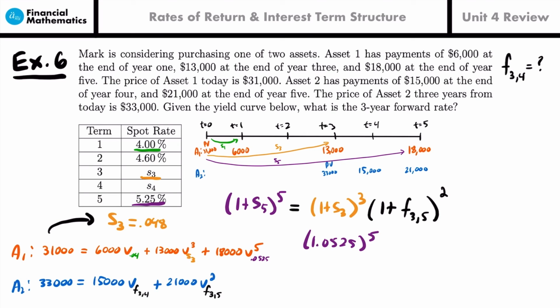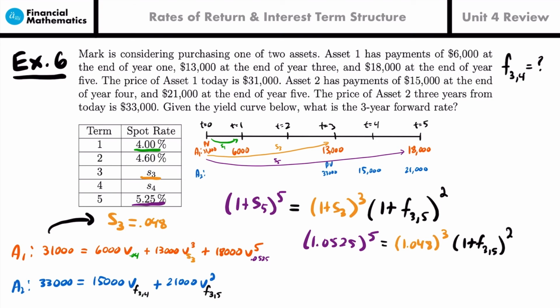Okay, so plugging in what we know, we'll have 1.0525 to the 5th power is equal to 1.048 cubed. And by the way, there are some more decimals after 0.048 for that spot rate. Try to include some of those if you can when you do this calculation. That will get you the most accurate answer for the forward rate. But that would be multiplied by 1 plus F sub 3 comma 5 squared.